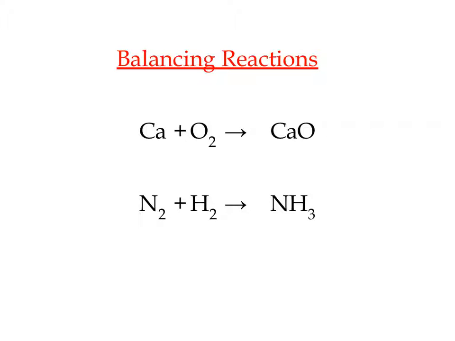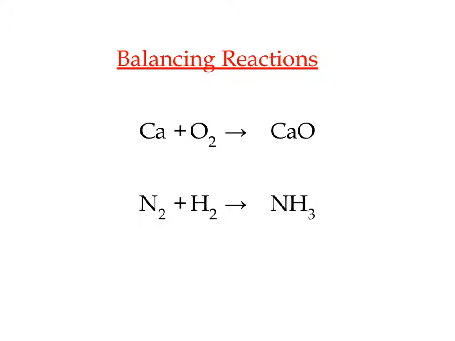In this video, I want to show you how to balance reactions. The point of balancing reactions is that we want the same number of every element on both sides of the equation. Right now, if you look at this first example, we're disobeying the law of conservation of matter. I have one calcium and one calcium, which is fine, but I have two oxygens and only one oxygen on this side, so we're completely obliterating an oxygen.